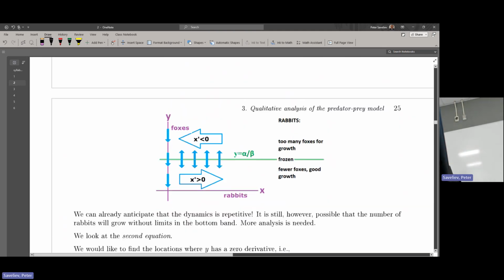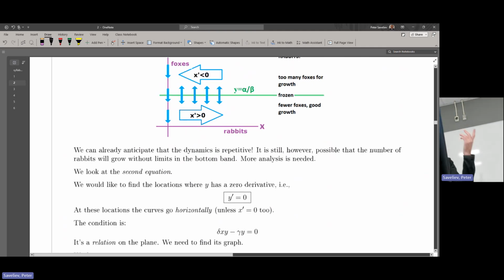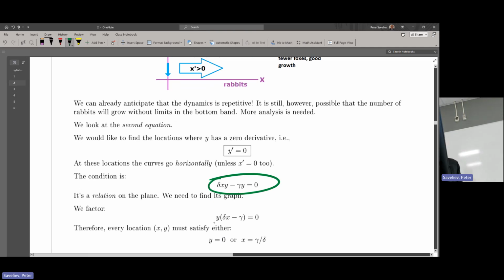Okay, so that's not enough, obviously. So we go to the second equation and examine y's, in exactly similar fashion, we look now at the foxes. Y prime is equal to 0 when there is this freezing of the number of foxes. We solve it in a similar fashion. Once again, the right-hand side of my differential equation is this. We set it equal to 0 and factor. Once again, there are two possibilities. Y is equal to 0 or x is equal to gamma over delta.